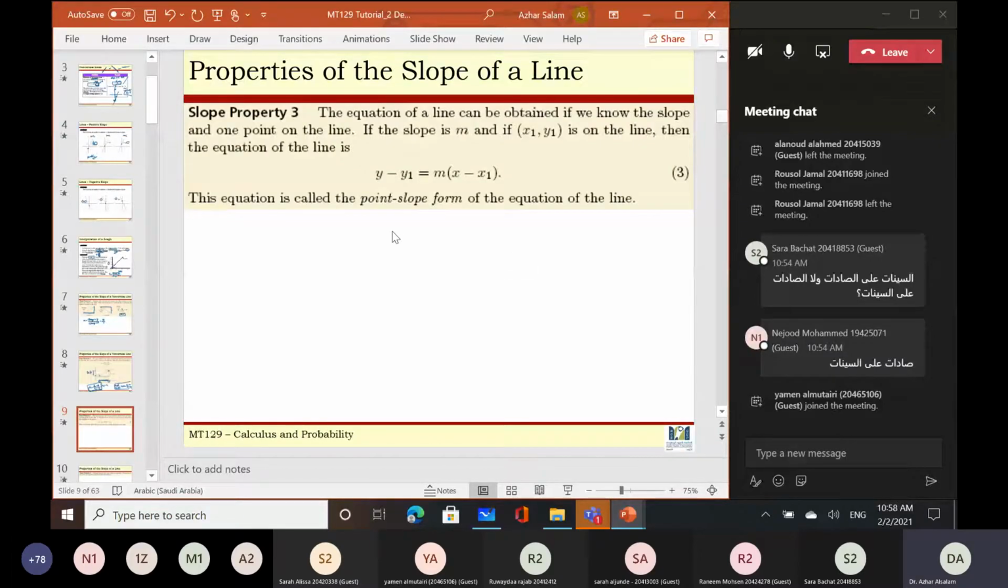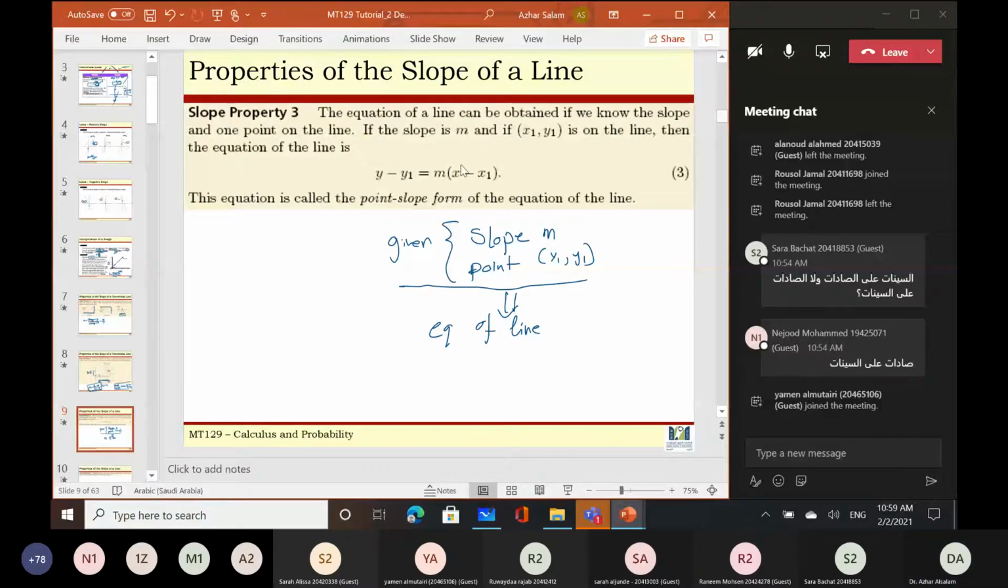Okay. Also using the same formula, I can actually use or find the equation of the line. Okay, using the slope, I have the slope M and point x1, y1. This information is actually given. Using this information, I can use it to find the equation of line. Okay, equation of line or the linear function, straight line.